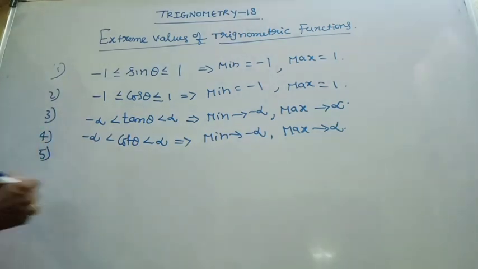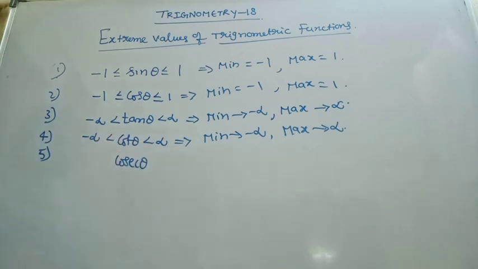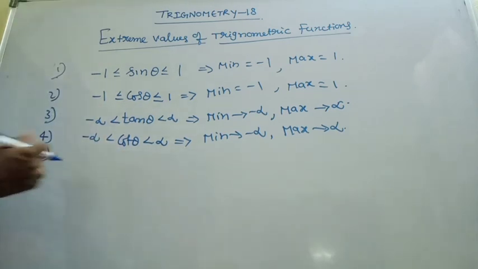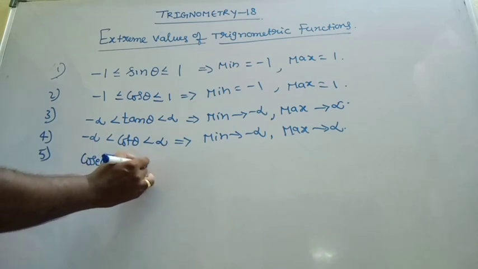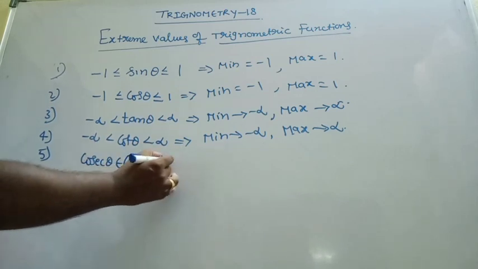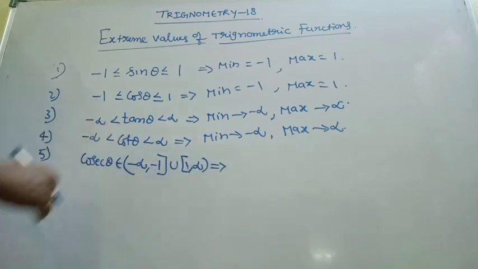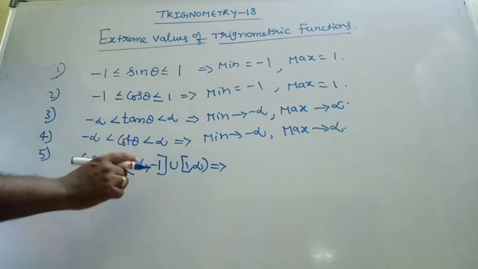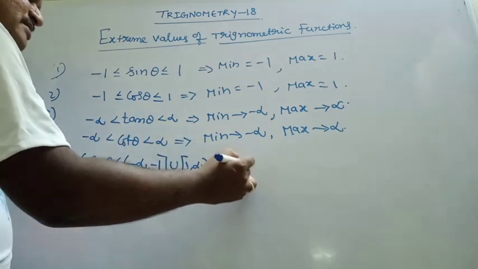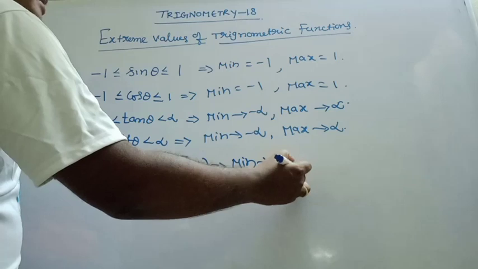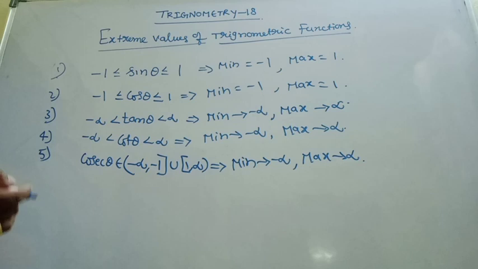Now, the fifth one, you have cosecant theta. Cosecant theta belongs to -infinity to -1, union 1 to infinity, right? That means cosecant theta will never produce the values between -1 and 1. Therefore, the minimum value is also nearer to -infinity and the maximum value will be nearer to +infinity. We are going to get like this.